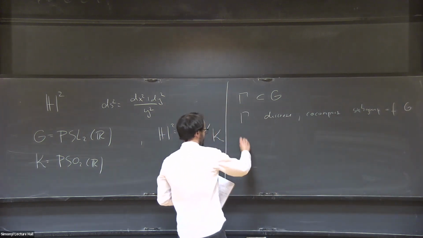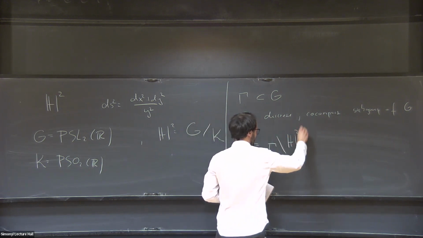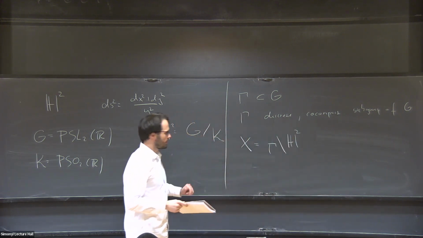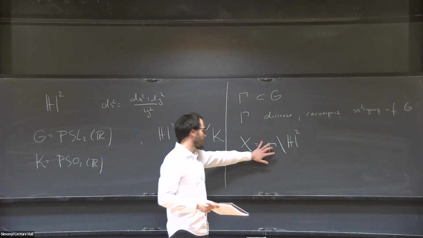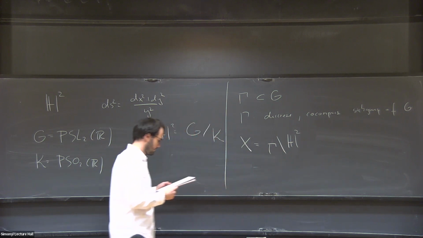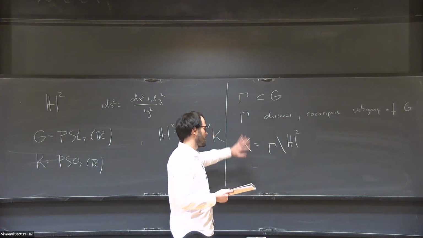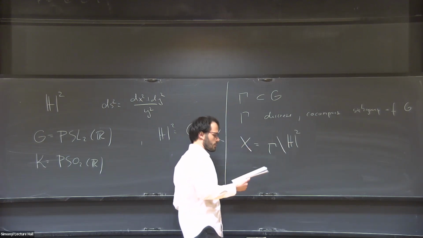Then you can take the quotient of the upper half plane by gamma, and you get the hyperbolic orbifold. So if gamma has no elliptic elements, this is actually a manifold. But if there are some elliptic elements, it's an orbifold. Also, some of the things I'll say apply in higher dimension, but for concreteness, let me stick to this case.